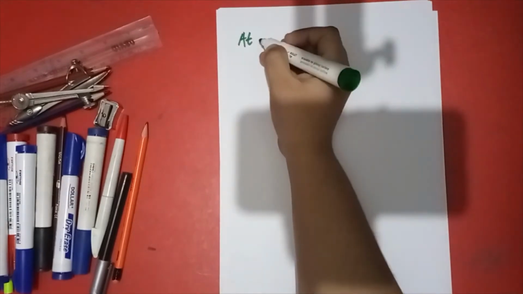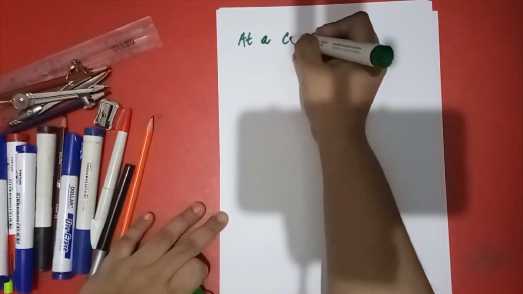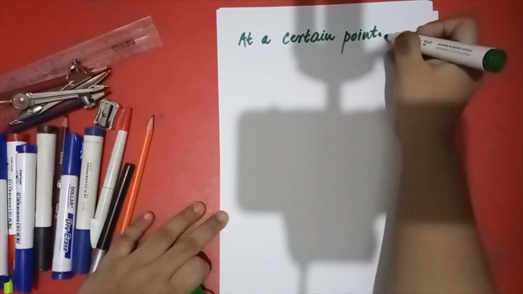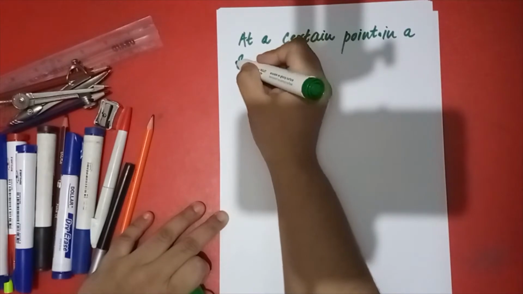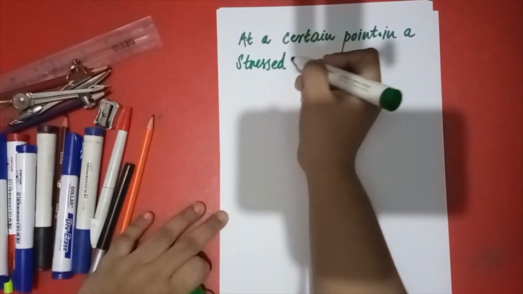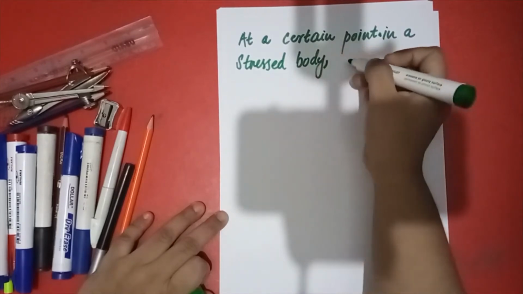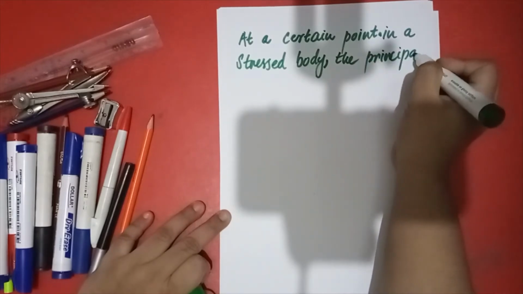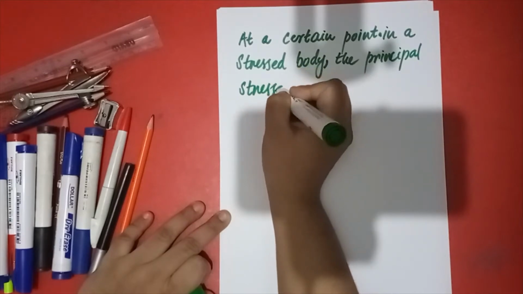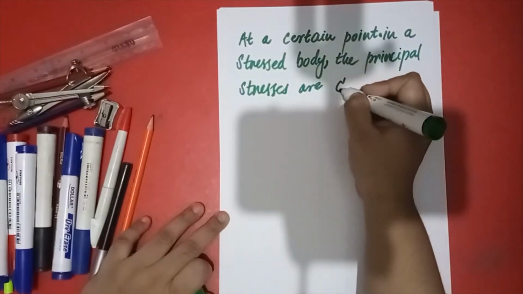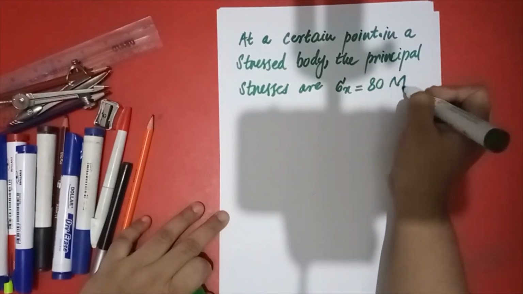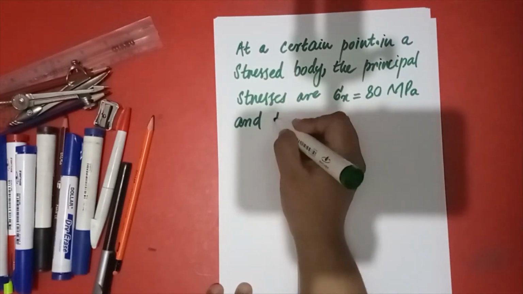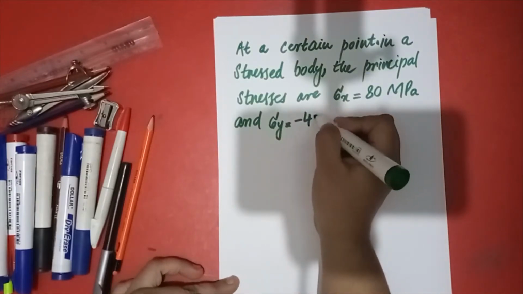So the question will be like this: at a certain point in a stressed body, the principal stresses are sigma x equals 80 MPa, and sigma y is equal to minus 40 MPa.